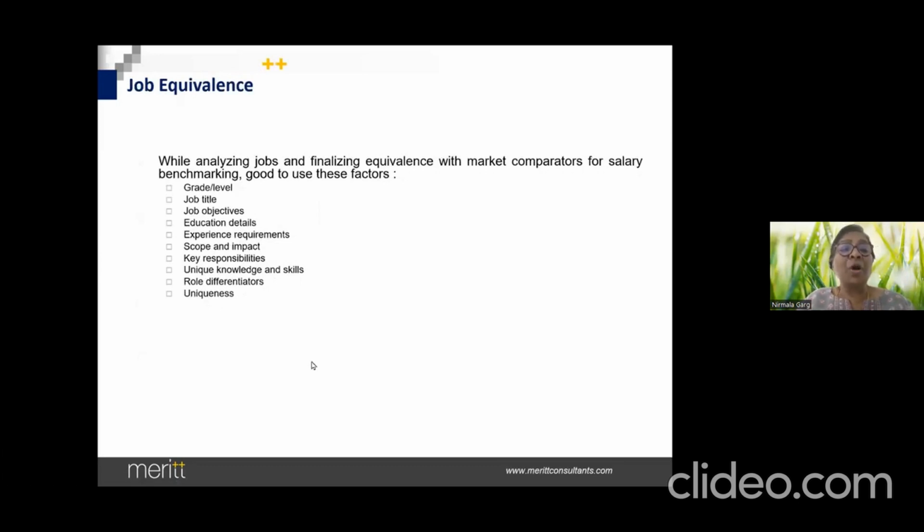And job equivalence is nothing but job matching. I told you that you have to match the job descriptions, which takes into consideration everything in terms of role, responsibility, scope, impact, all that.